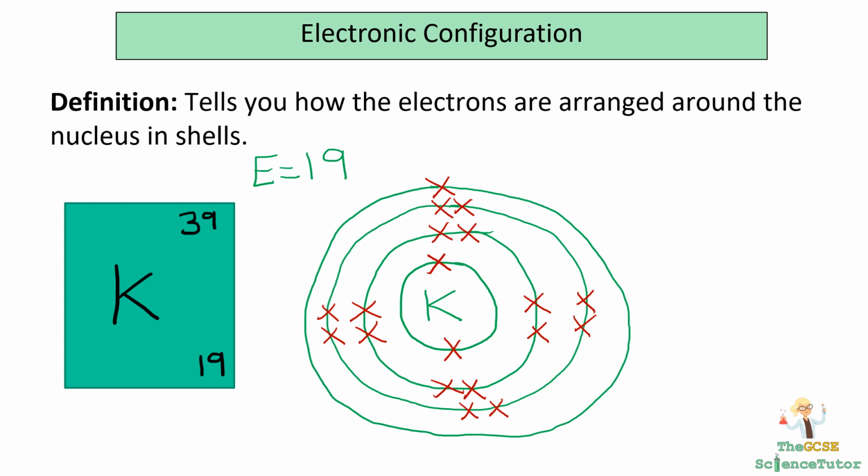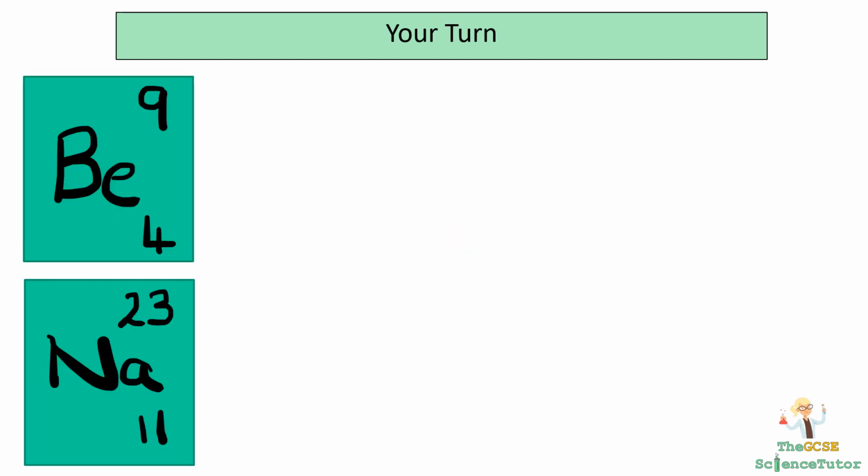We can also write the electronic configuration as this: 2.8.8.1 to show that there was 2 electrons in the first shell, 8 in the second, 8 in the third, and 1 in the fourth shell. Pause the video now and have a go at beryllium and sodium. I will then go through the answers in a few moments.